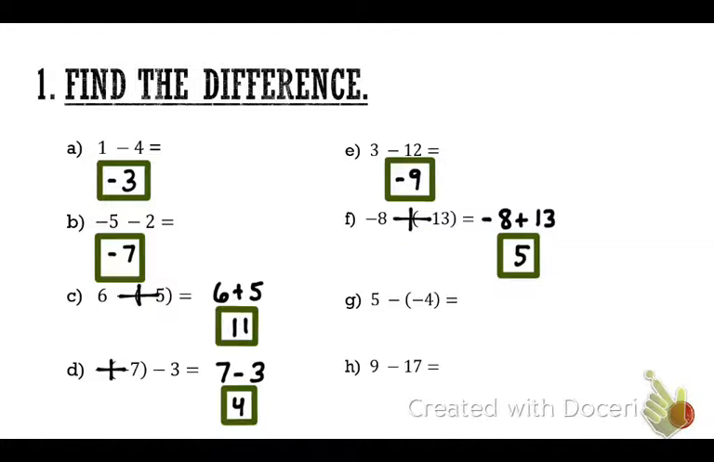Christopher, problem G. Very good. 9 is correct. I want you to bump it off for someone to do the very last one for us. So Christopher, just say bump and then choose who you want it to go to. Brandon. All right, Brandon, we've got 9 minus 17. Same sign or different sign?